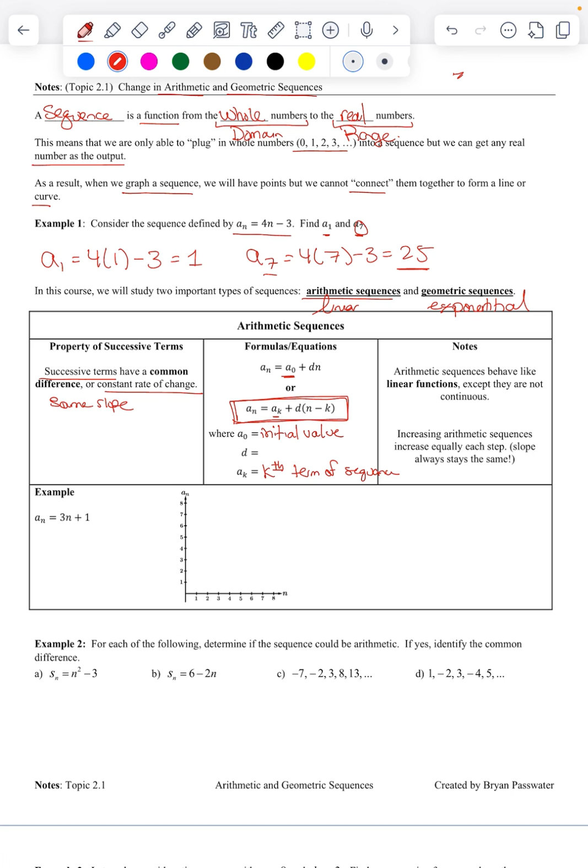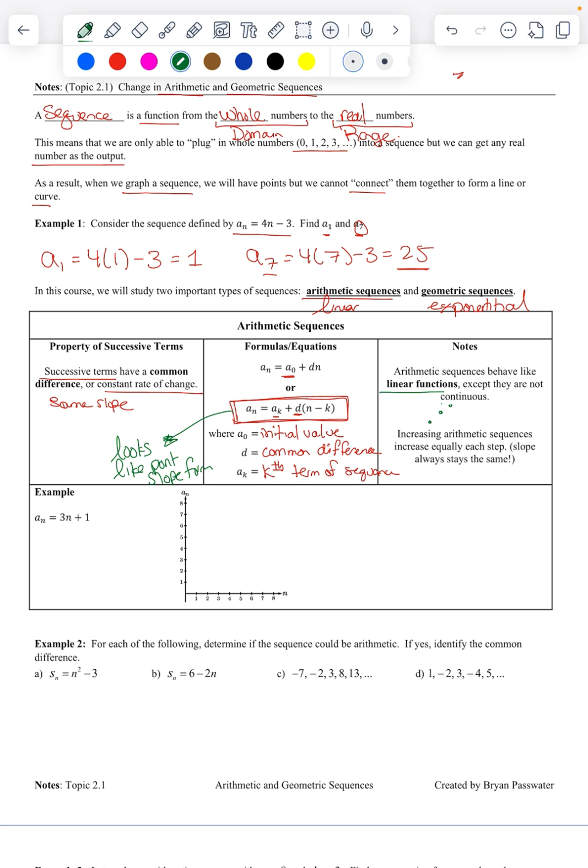And of course, with arithmetic sequences, you have a common D, aka the common difference, which we will start noticing is also known as our slope. One thing I want you guys to spot about this equation is that it looks like a point-slope equation, point-slope form, right? Where D is the slope, n minus k represents the x's, and a of n and a of k represent the y's. Arithmetic sequences behave like linear functions, except they are not continuous because remember we said that we would not be connecting the points.